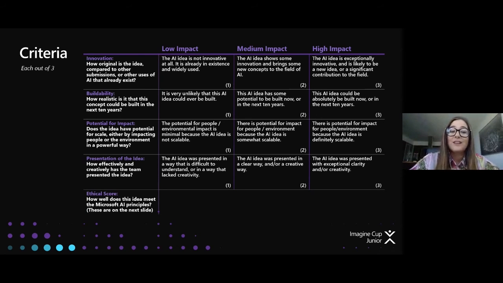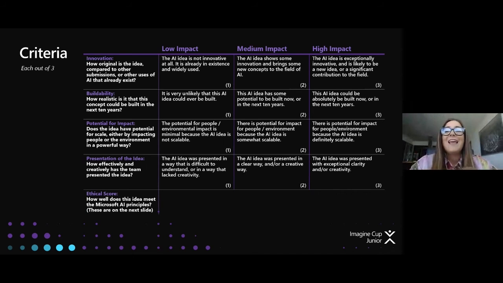So how effective and creative has the idea been and how has the team presented it? So you're going to get 1 mark if it was difficult to understand and it lacked a bit of creativity. You're going to get 2 marks if you presented it in a clear way and it was creative. And you're getting full marks if it was exceptionally clear and it was really creative.